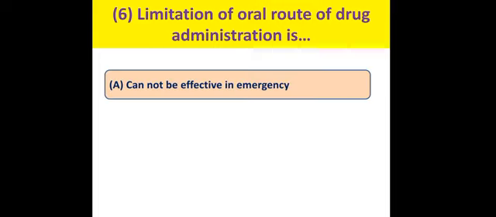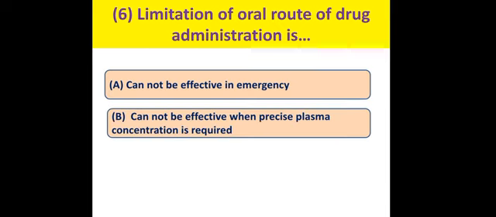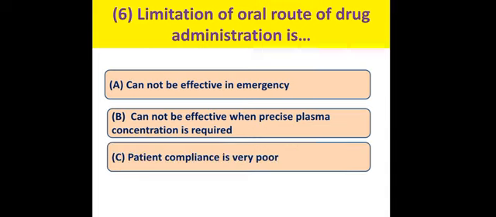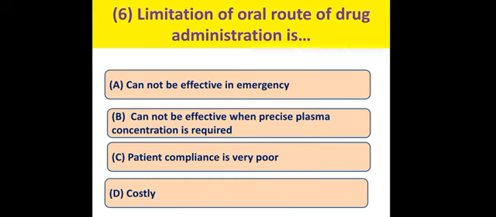Question 6. Limitation of oral route of drug administration is or are. There may be more than one correct answer. A. It cannot be effective in emergency. B. It cannot be effective when precise plasma concentration is required. C. Patient compliance is very poor. And D. It's a costly affair.